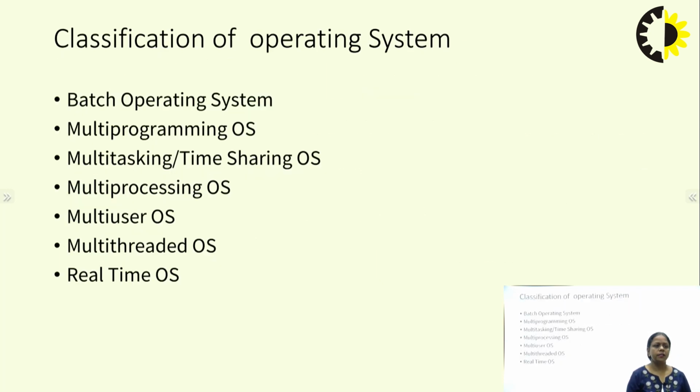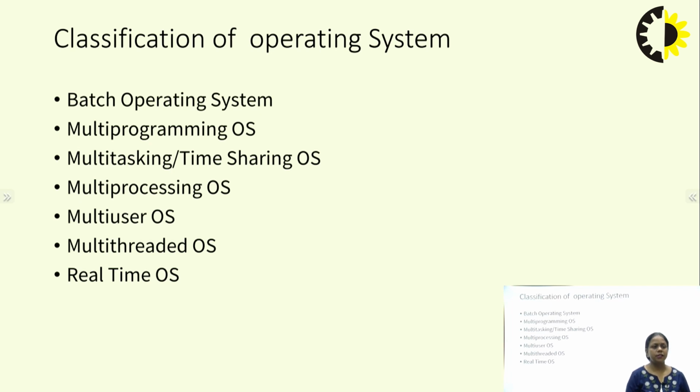Now, classification of operating systems. You can see that we have different types of operating systems here. First is the batch operating system. Second is the multi-programming operating system. Third is the multitasking or time sharing operating system. Another is the multi-processing operating system. Next is the multi-user operating system. Next one is the multi-threaded operating system. And the last one is the real-time operating system.